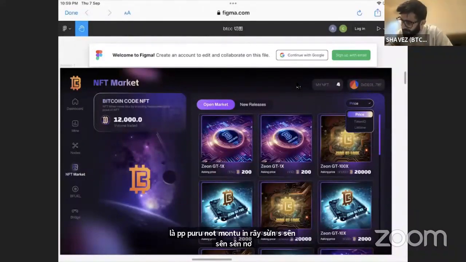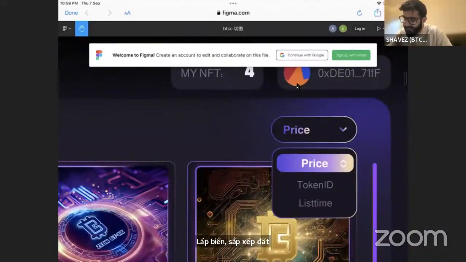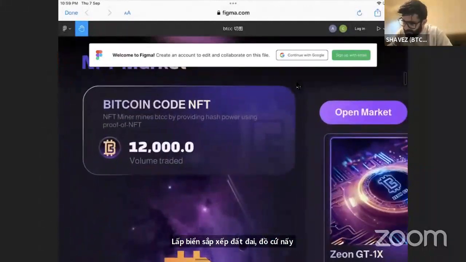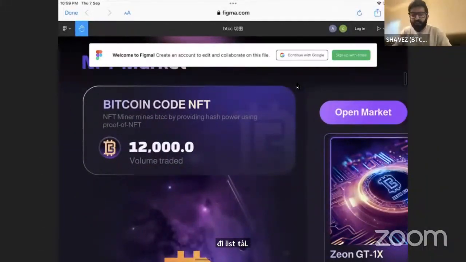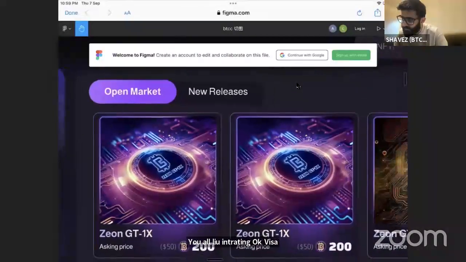Look at this. This is the price, token ID, list time. This is your volume in trading. Okay. These are how many you sold. This is open market. This is new releases.